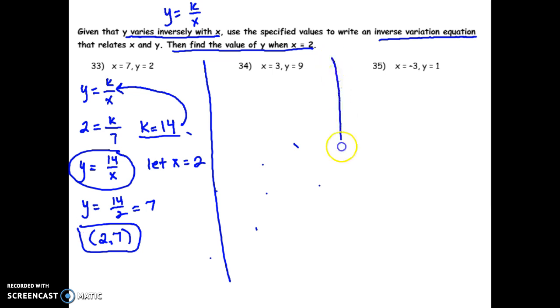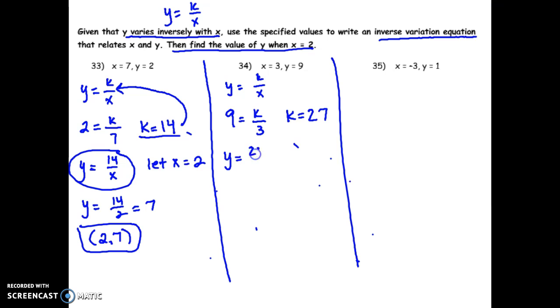All right, so let's do the same thing for the next one. Again, inverse variation, so y is equal to k divided by x. Actually, it's going to be k divided by 3. So your y, 9, is going to be equal to k divided by 3. Multiply both sides by 3, your k is going to be equal to 27. So your equation is y is equal to 27 divided by x. That's part of the answer.